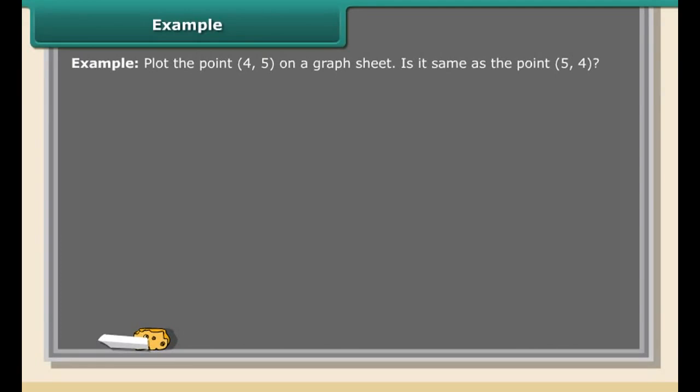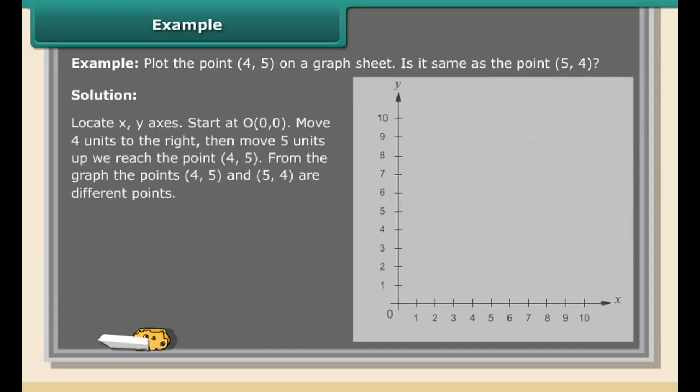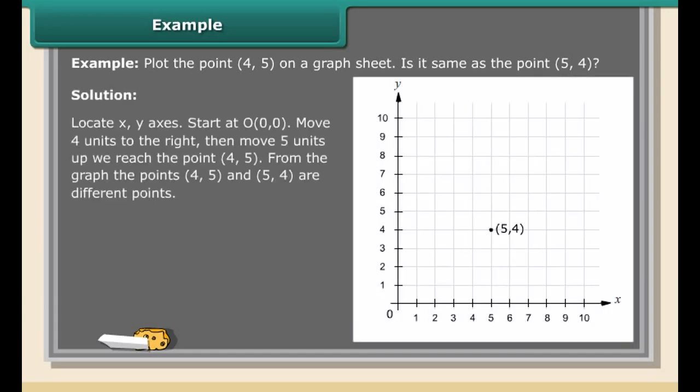Always the first number indicates the x coordinate and the second number indicates the y coordinate. Example: plot the point (4, 5) on a graph sheet. Is it the same as the point (5, 4)?